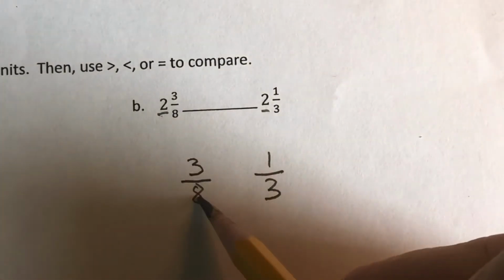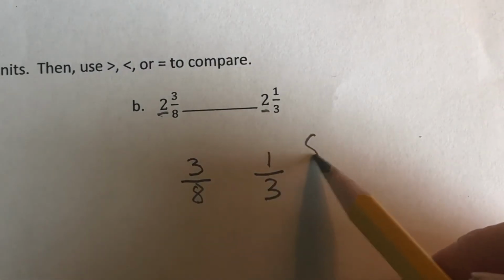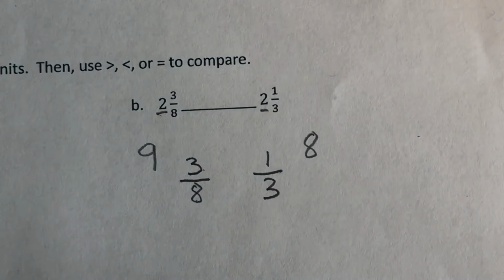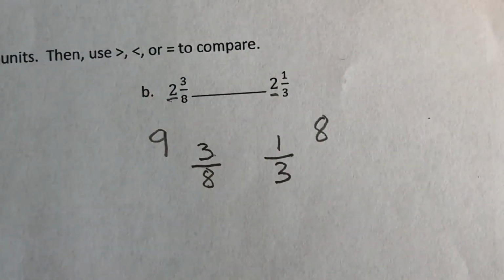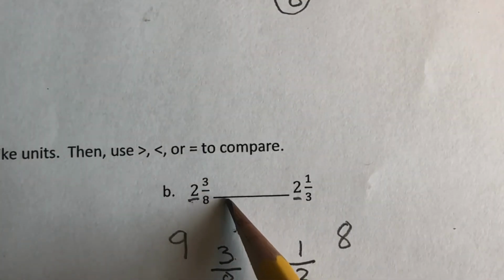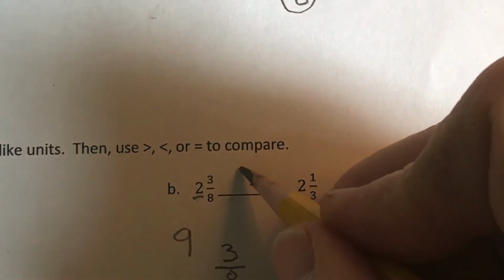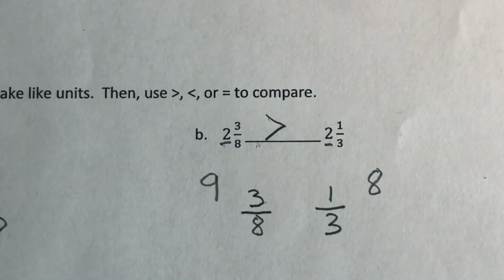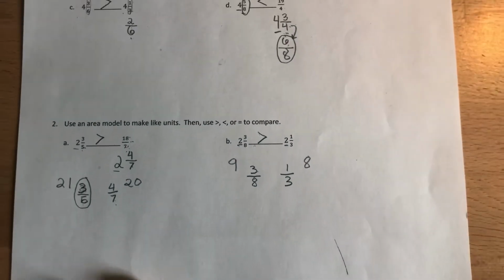So using my cross multiplication, 8 times 1 is 8. 3 times 3 is 9. Those are super close, but I know 9 is just a touch higher than 8. So I can tell that this side of the equation is a little higher. So 2 and 3/8 is greater than 2 and 1/3. Great. We're cruising right along here.